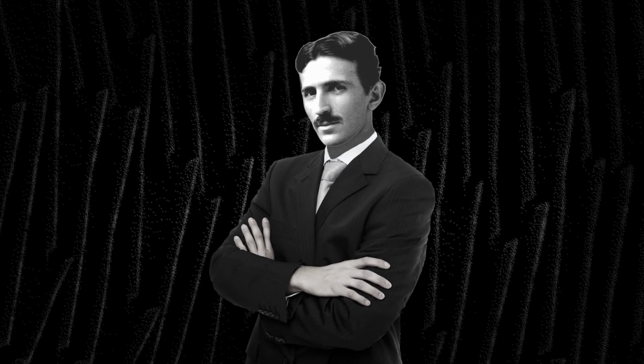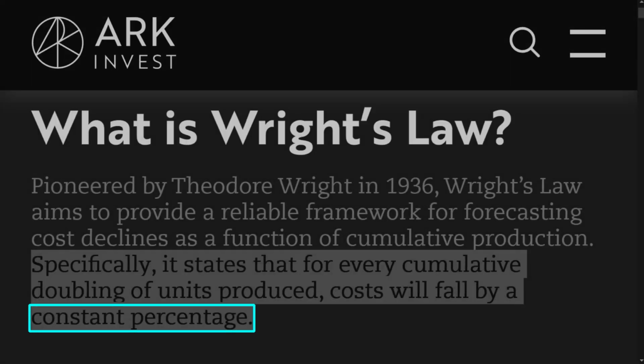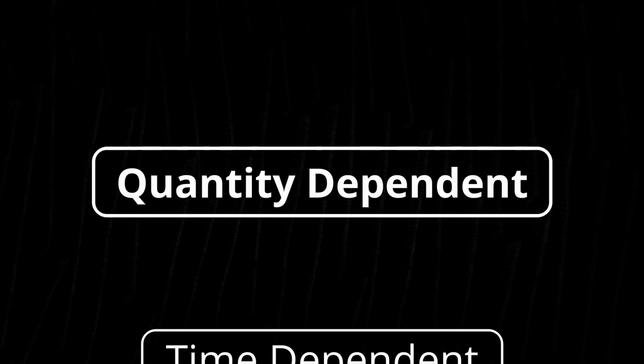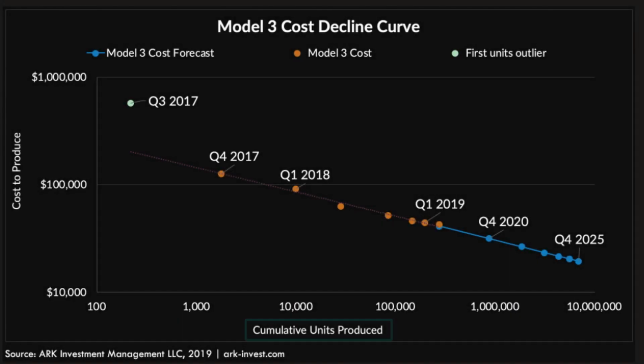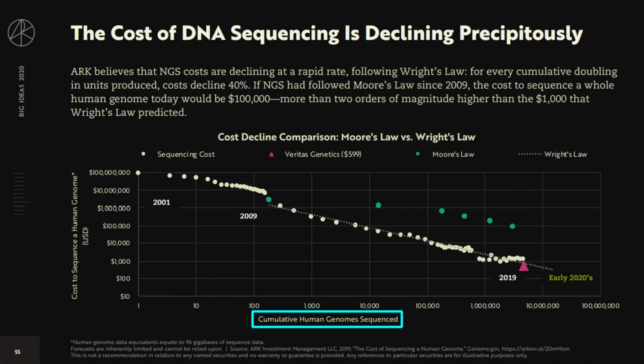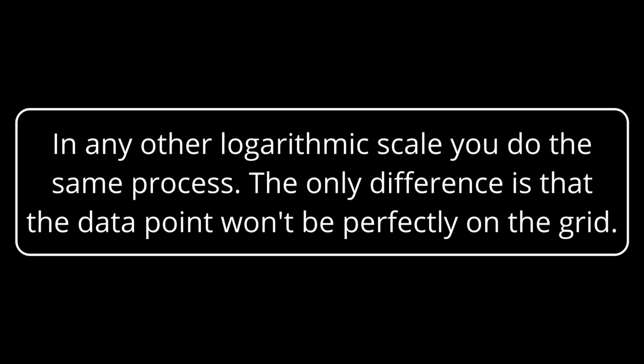Back to it though, one useful thing still remains to be calculated: the actual constant percentage by which costs fall. Something that people call the learning rate, discount rate, or improvement rate. The important thing to note about this is that the improvement rate is not time dependent, but instead dependent upon quantity, be it cumulative number of units, cumulative watt hours of energy storage, and so on. For a graph with the x-axis in log base 2, the improvement rate is still trivially easy to find, and it's still relatively easy to find in any other log scale too.